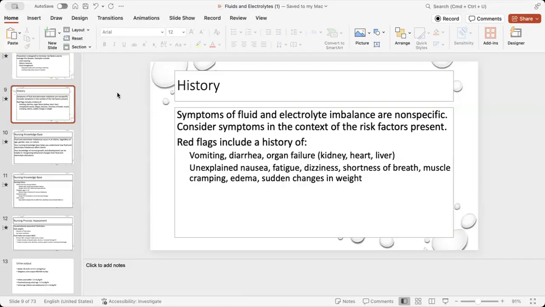So there'll be a lot of risk factors. And if they come in with unexplained nausea, vomiting, muscle cramping, edema, what do you think is going to be ordered to get some more information? Electrolytes, right? We want to look at those electrolytes. What is their sodium? What is their potassium? So a basic metabolic panel. Gotta get those electrolytes. Okay.